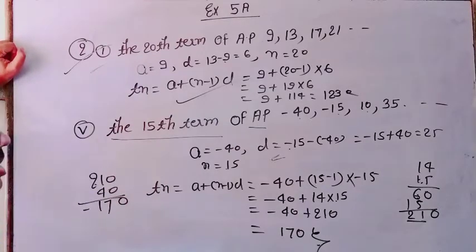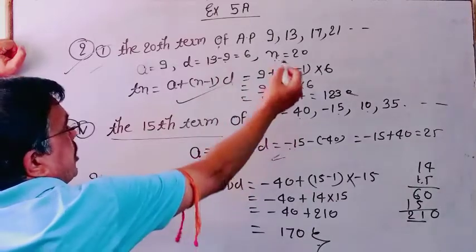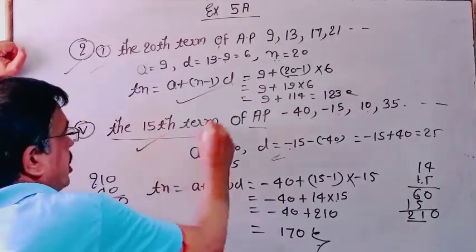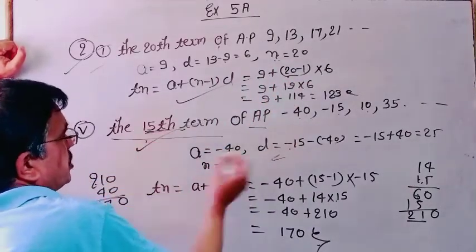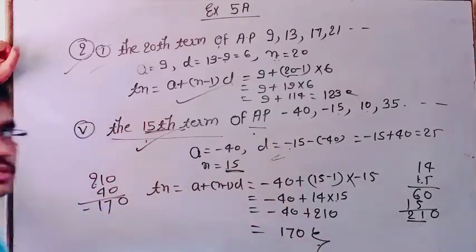You find A and D, and the nth term is given, that is the 20th term. Then in the place of n you write 20. Now the next question, here is the 15th term. So in the place of n write 15, and then you can find the solution.